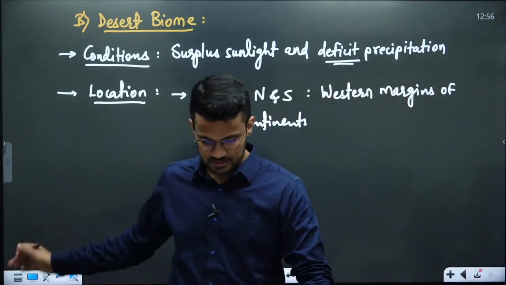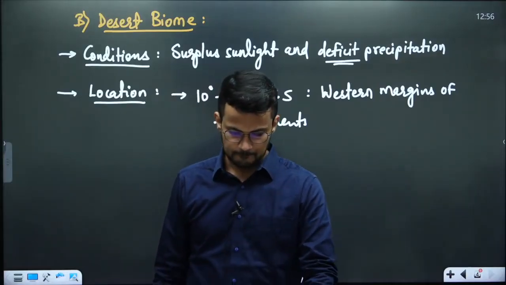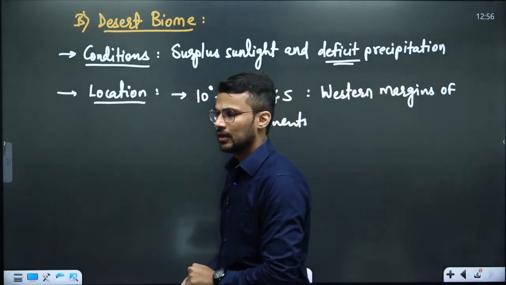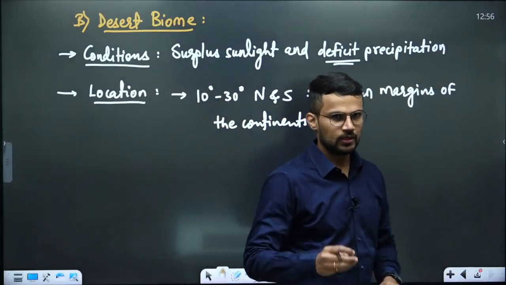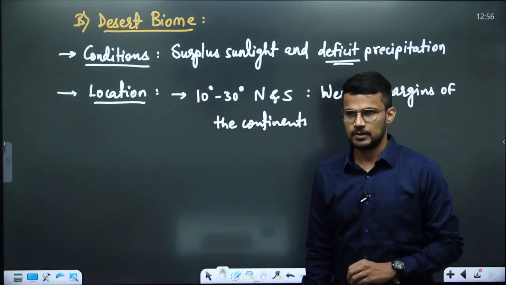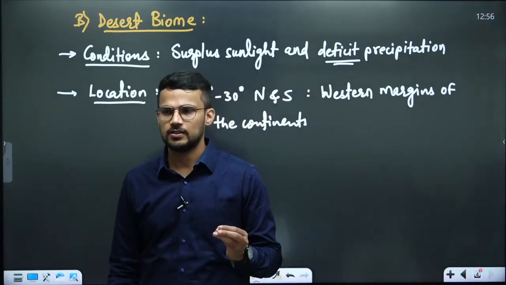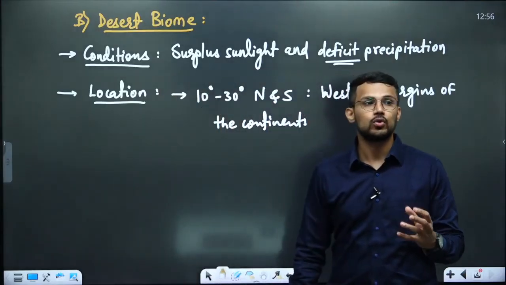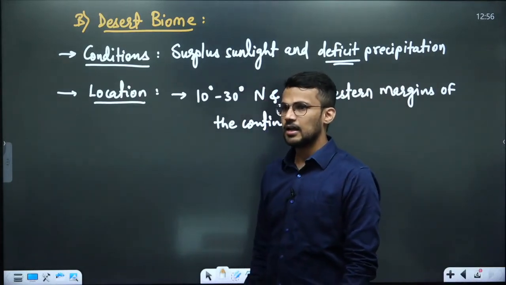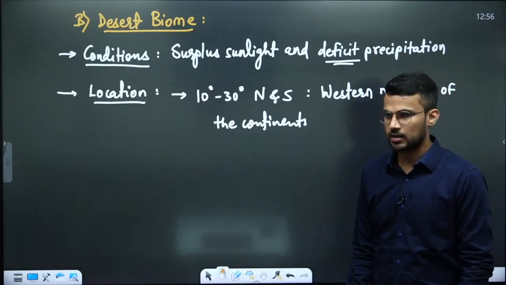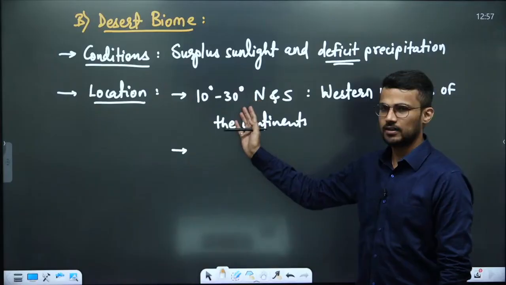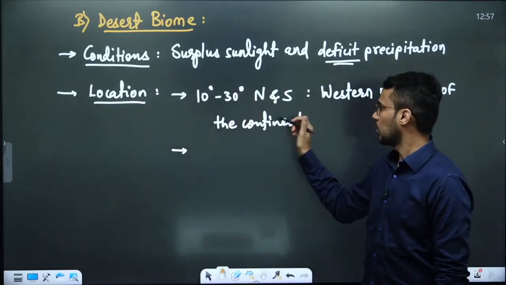Examples. इसके examples लिखिए. Atacama. Where is Atacama? Chile, right? It's there in Chile. Sahara, Sahara in Africa. Next. Great Victoria Desert, Australia. And even Thar Desert. ठीक है. तो ये है एग्जाम्पल्स किसके? 10 to 30 degree north and south में जो डेजर्ट है उसके.